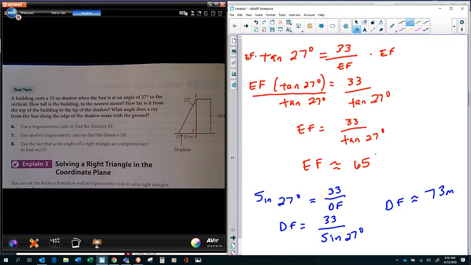Our third one says, use the fact that the acute angles of a right triangle are complementary to find angle D. Well, in order to do that, I know that one angle is 90, and we got one angle of 27, correct? We add those together, which equals 117. And then 180 degrees minus 117, you can do this on the calculator if you want to, is going to give us 63 degrees. So now we've solved everything that it's asked us to.